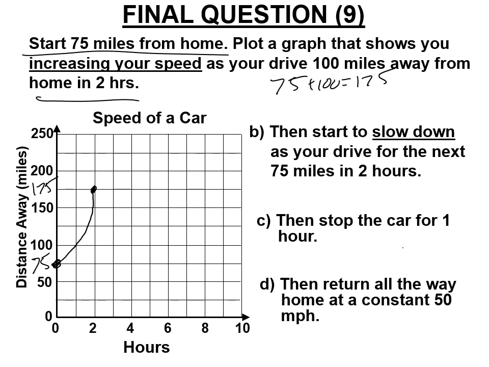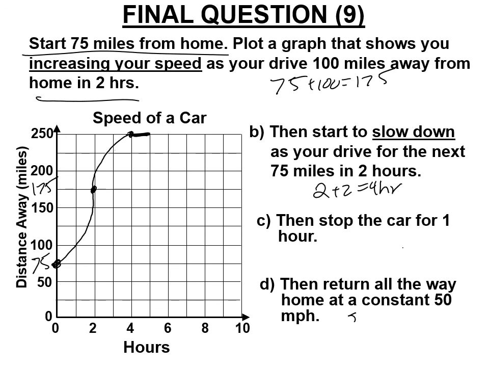Okay. Then start to slow down as you drive for the next 75 miles in 2 hours. Well, each box is worth 25, so there's 25, 50, 75, and now we're going to be at 4 hours right there. So we're bending it the other way. We're slowing down. We're now 250 miles from home. Then stop the car for an hour, right? So that stays there.